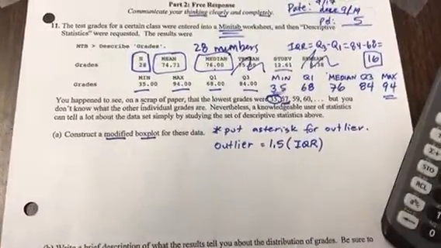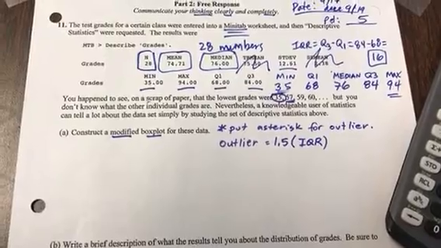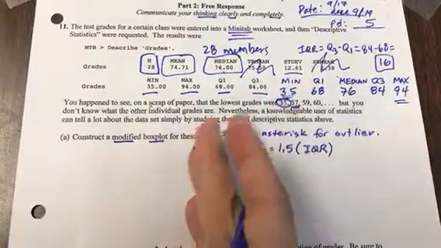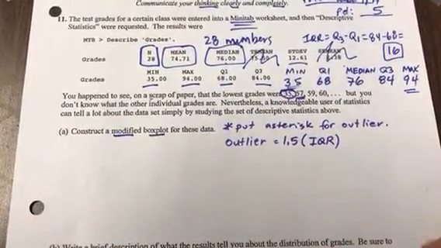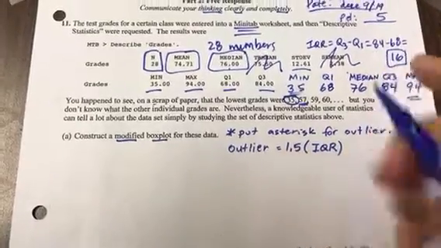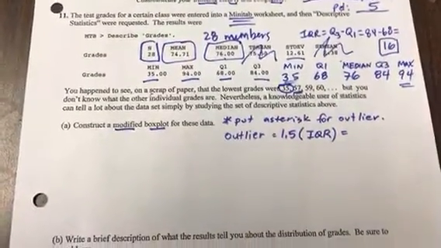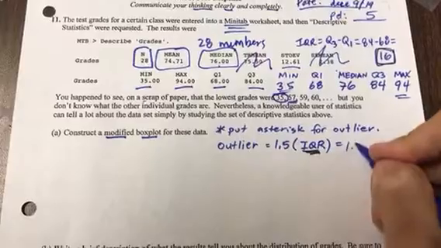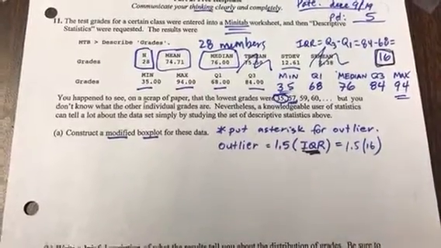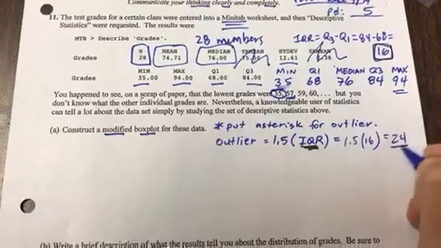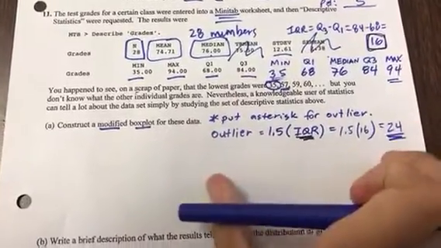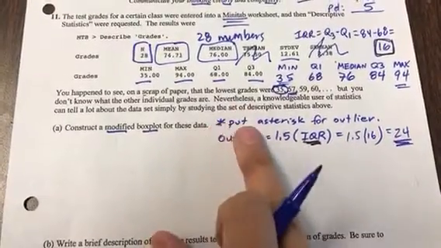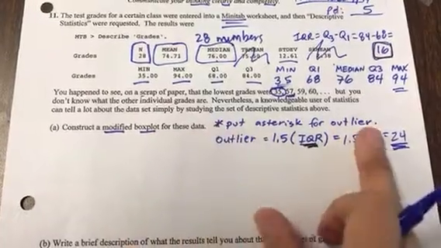84 minus 68. Let me double check my math there. 16. Okay, good. An outlier would be something that sticks out beyond the face of the box more than 1.5 times 16. So I plug in the IQR of 16 and get 1.5 times 16, and that's the number 24. So that's how far in front of the box something has to be till I deem it, in fact, an outlier. So I make it an asterisk instead of extending the whisker.